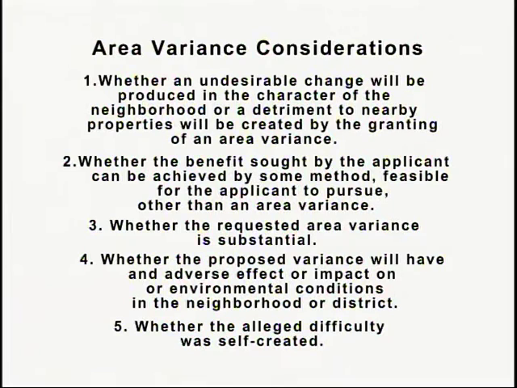Number one, whether an undesirable change will be produced in the character of the neighborhood or a detriment to nearby properties will be created. Number two, whether the applicant has other feasible alternatives. Number three, whether the variance is substantial. Number four, whether the adverse impact on the environment will be created. And five, whether the alleged difficulty is self-created.